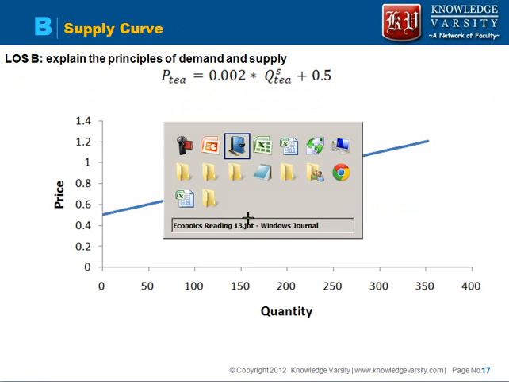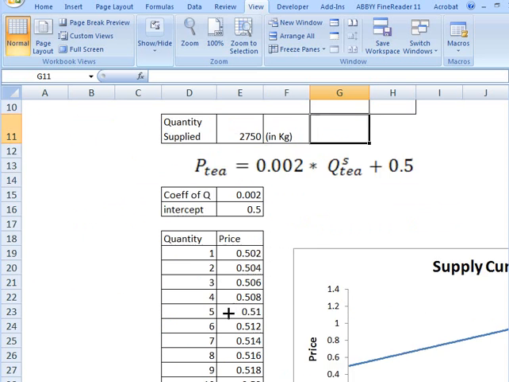Now if you see this inverse function, we have put this inverse function in the Excel. So what is the coefficient of Q? The coefficient of Q is 0.002 and the intercept is 0.5.